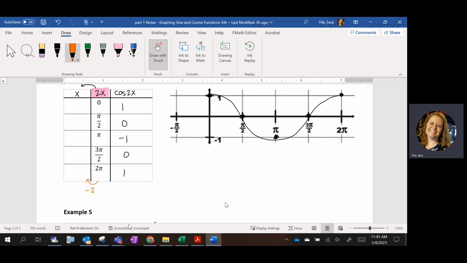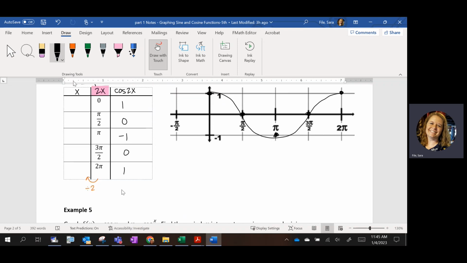Quick refresher, because some people struggle with dividing fractions, because I've got pi halves here. If I have a fraction and I divide by something, I have a fraction within a fraction. What do I do? How do I divide fractions? Yes. So to divide fractions, flip the denominator. So 2 becomes 1/2 and multiply. So then that's just pi over 2 times 2.